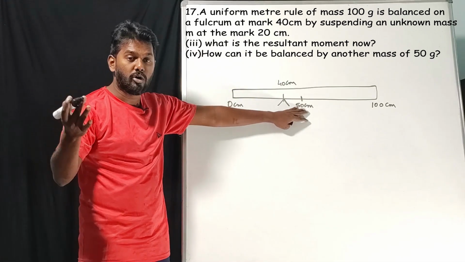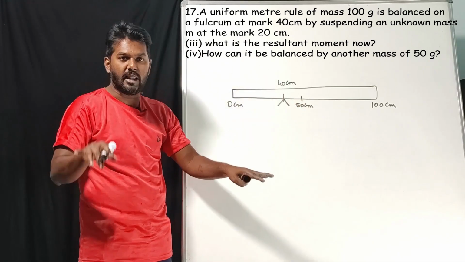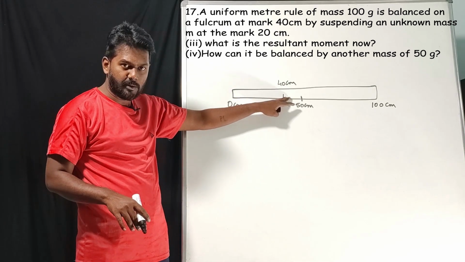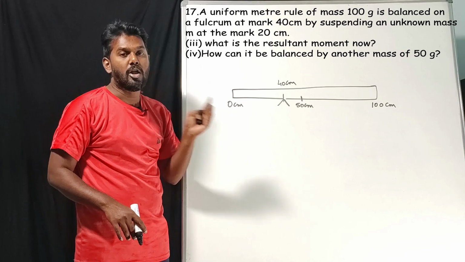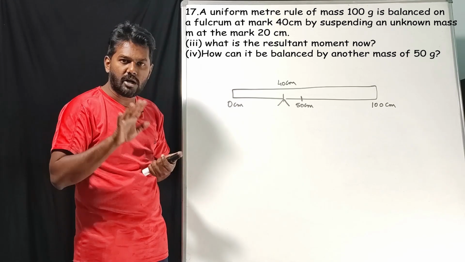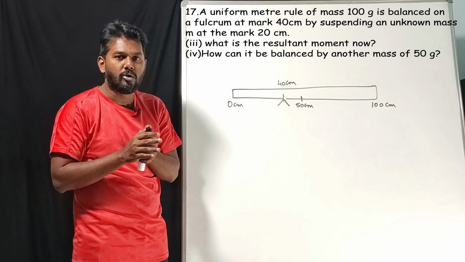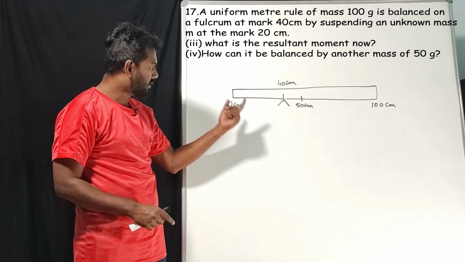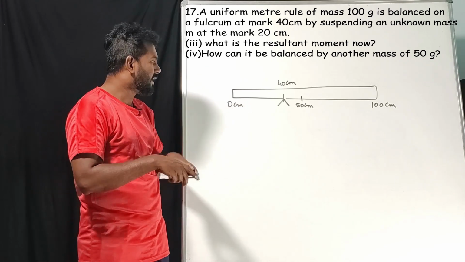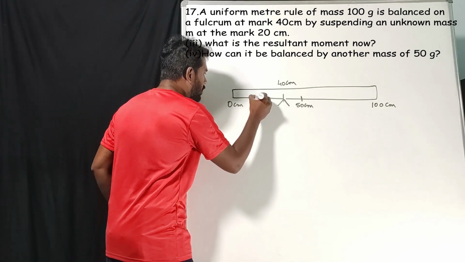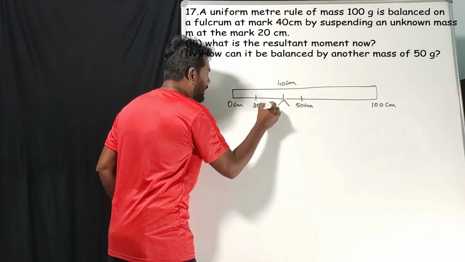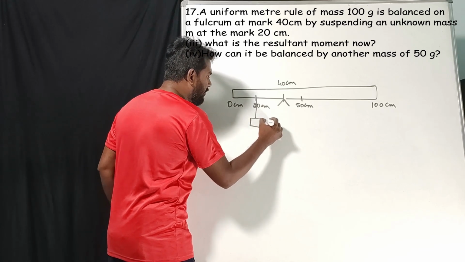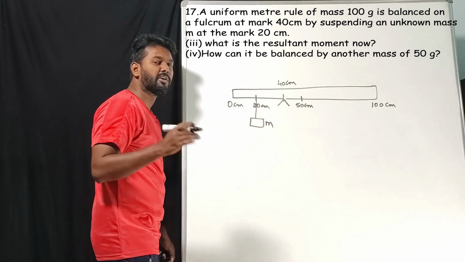Okay, without load, if you keep this fulcrum here, it will balance, but they are telling us they kept the fulcrum here at 40 centimeter and they have kept a load. See, in the previous question I told you, we have to keep the load on the shortest end when we have only one load. Here also we have only one load and they are telling us to keep the load at 20 centimeter. Here we are going to keep the load with a mass that we don't know.